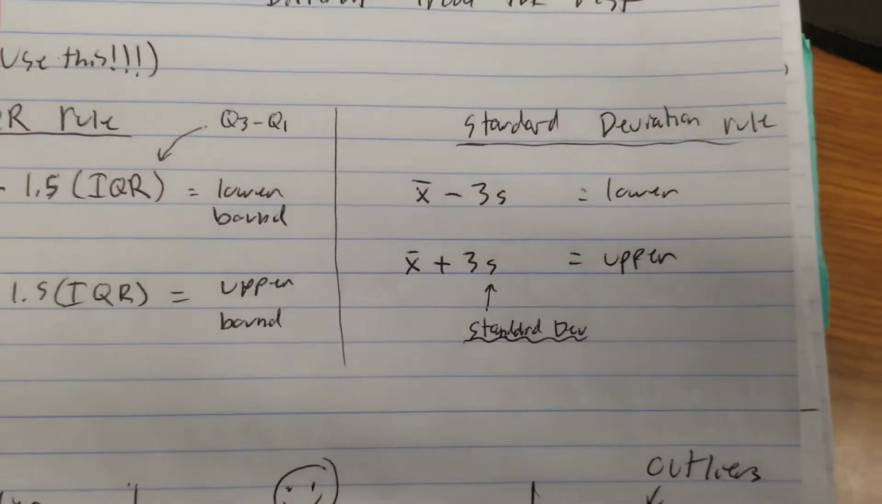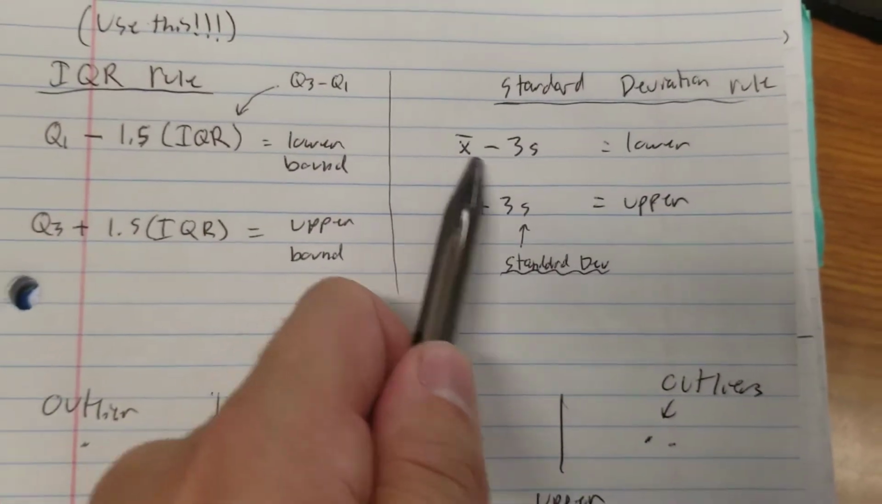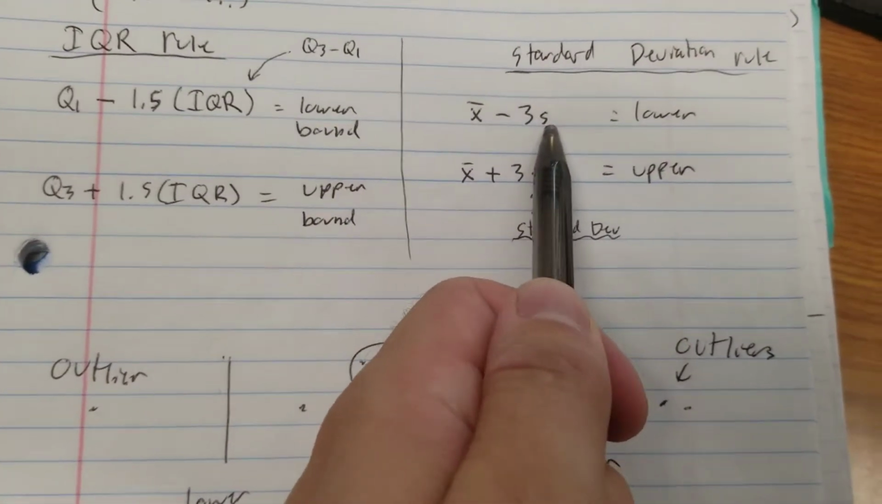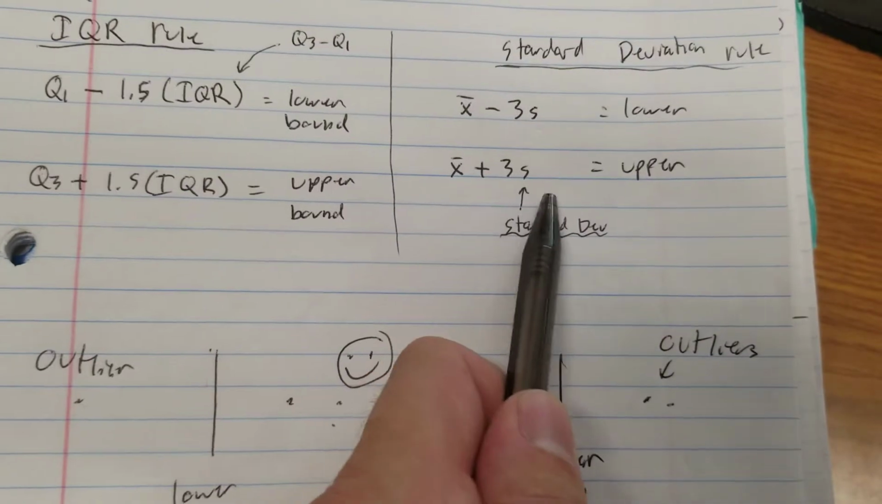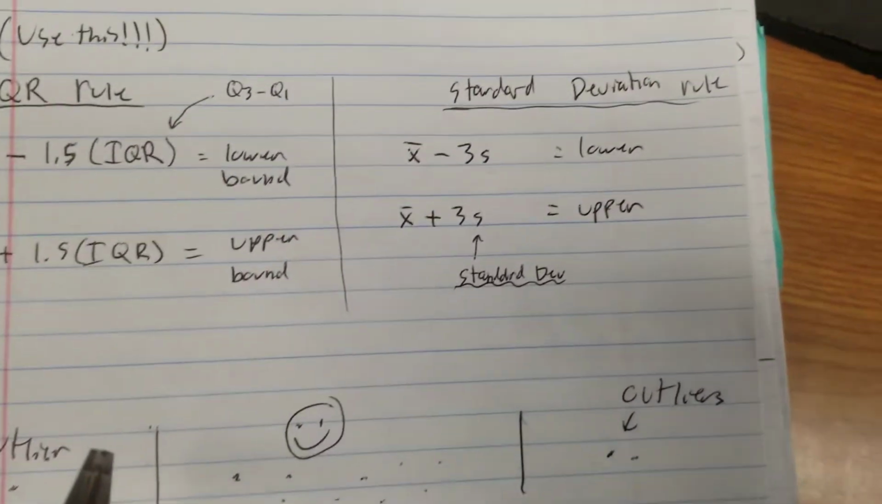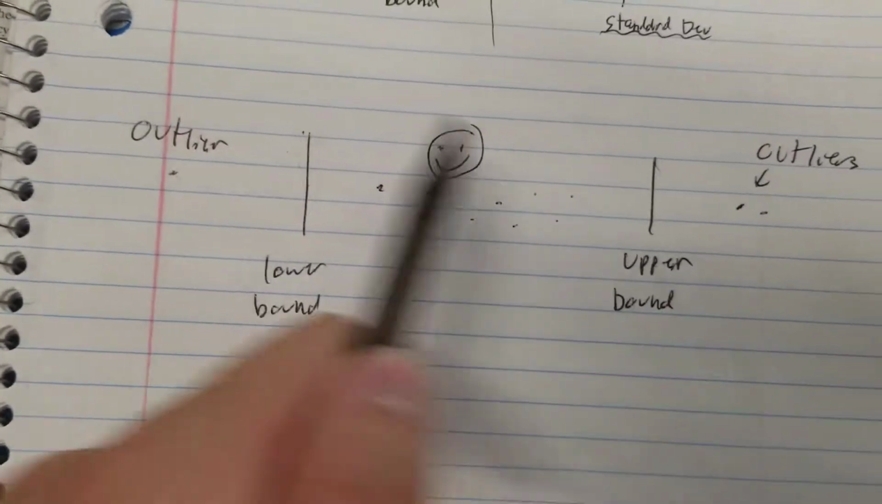And then the standard deviation rule. You have the mean minus 3 times the standard deviation, where S stands for sample standard deviation, to get the lower, and plus 3 times S to get the upper. Those are your two outlier boundaries.